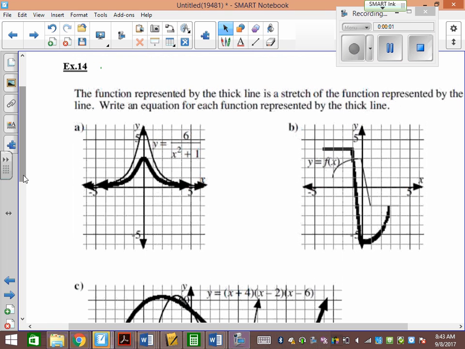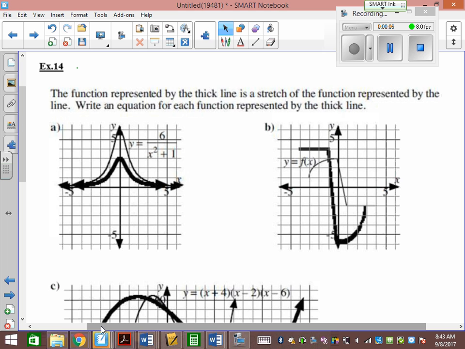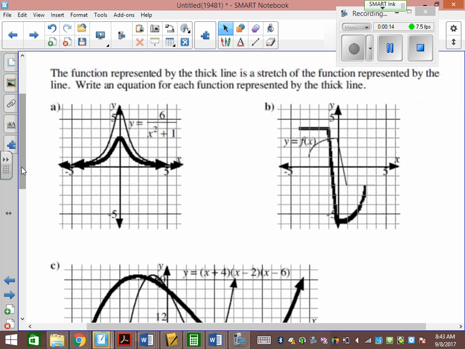So the thick line is a stretch of the function represented by the thin line, it should say. I don't know where that is. Write an equation for the function represented by the thick line. So the thin line is the original. The thick line is not. Remember, this is just stretches, right, still? So we're not putting in a whole bunch of other stuff.